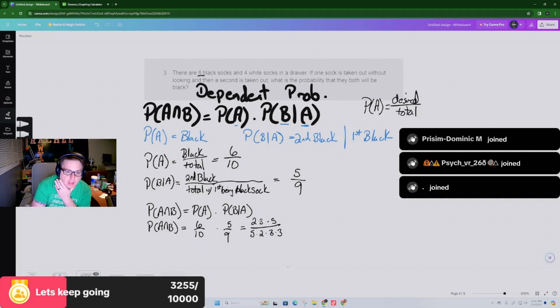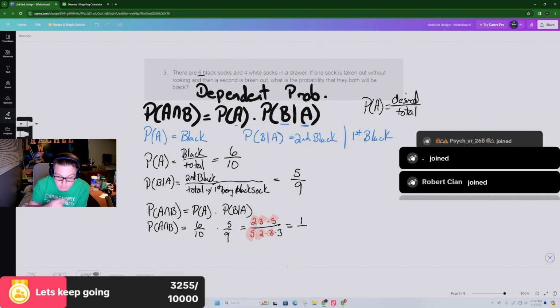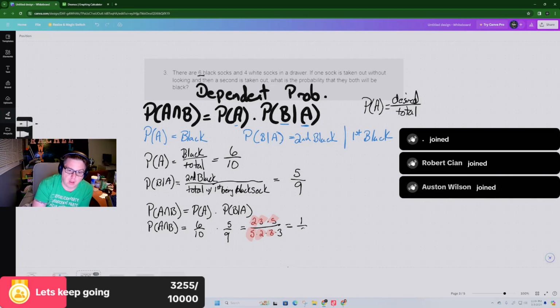And if we highlight something on the top and something on the bottom, and something on the top and something on the bottom, and something on the top and something on the bottom, if they're the same, these all cancel each other out. Well, if that's the case, then the only thing left up here is a 1. And then the only thing left on the bottom is a 3. So it should stand to figure that this answer would come out to be 1/3.